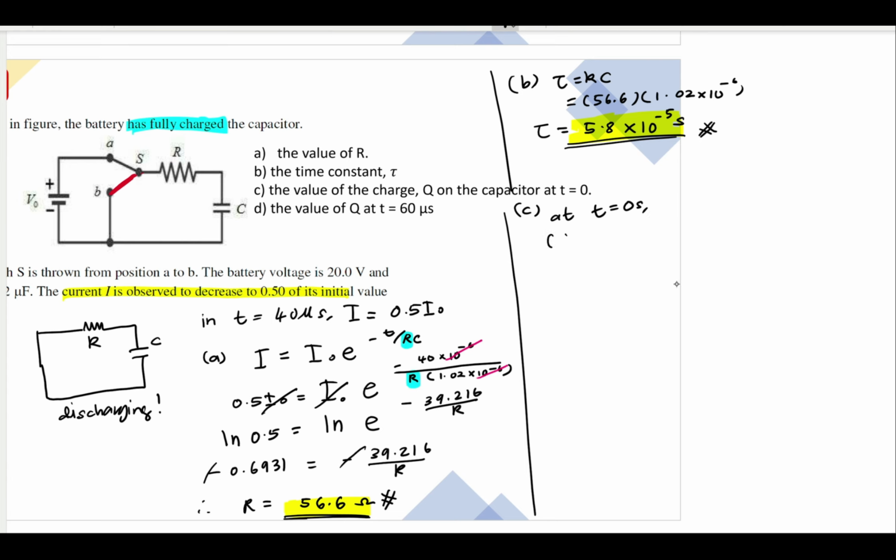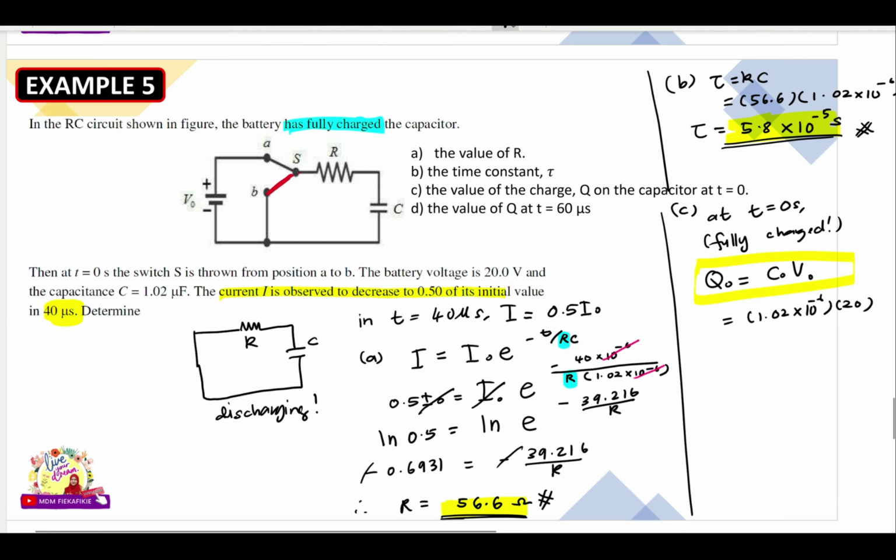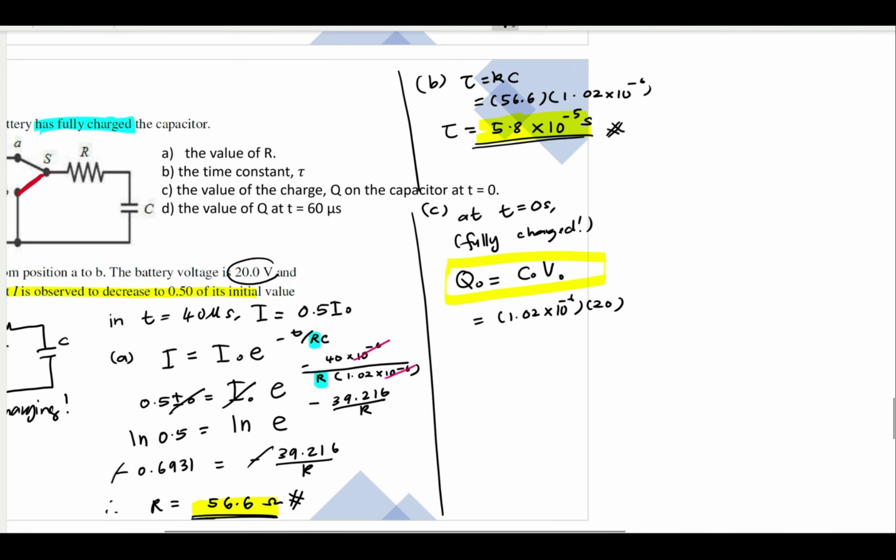And then C, the value of the charge Q on the capacitor at t is equal to 0 second. So as we know that the capacitor is fully charged, we can calculate the charge of the capacitor by using equation Q0 equal to C0 V0. Therefore, we can calculate C0 dia dah bagi 1.02 micro, and the battery is given 20 volt. Betul, 20 volt, soalan bagi. So Q0 kita boleh kira lah, where Q0 is 2.04 times 10 power of negative 5 coulomb. So this is the answer for C.